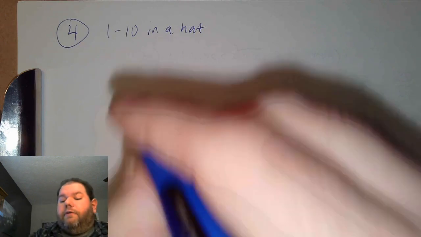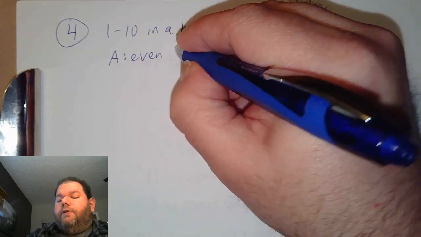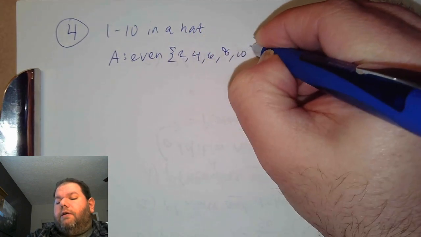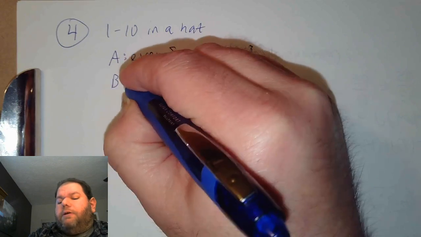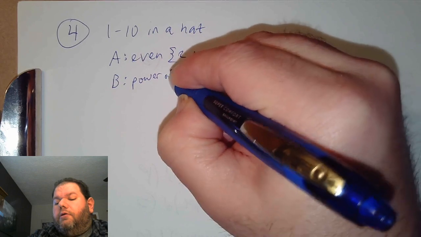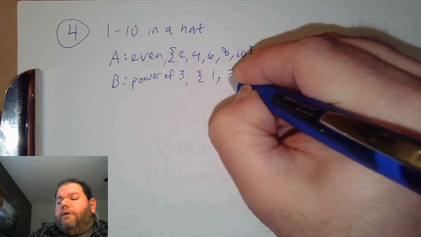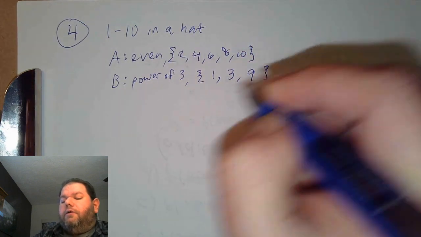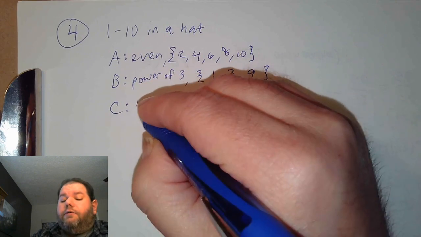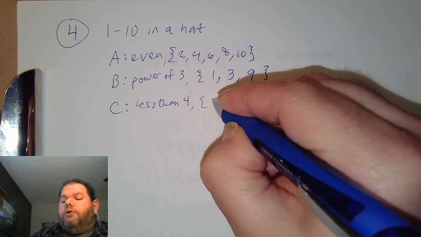So event A is even numbers, which is 2, 4, 6, 8, and 10. Event B is power of 3, which is 1, 3, and 9. And event C is simply less than 4, which is 1, 2, and 3.